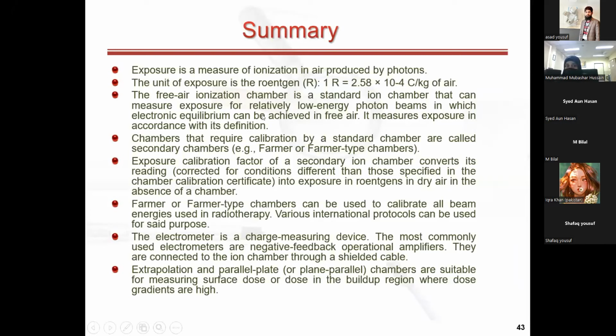However, it has some limitations: it cannot be used for high energy, it cannot be used for multi-directional radiation beams, and it has a very bulky size. Therefore it can be used only in standard dosimetry labs and cannot be used in a clinic due to its bulky size.